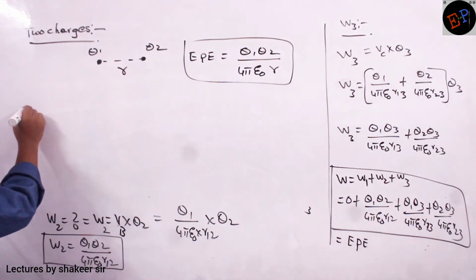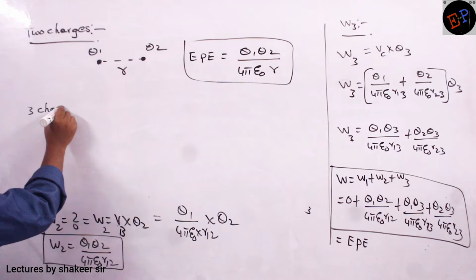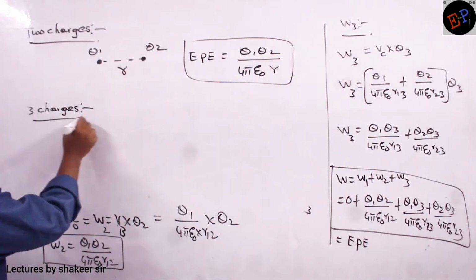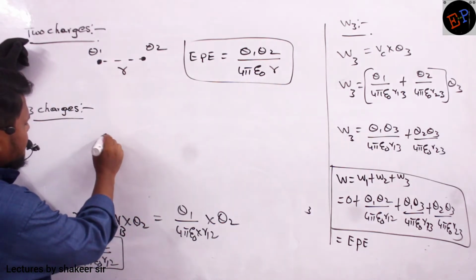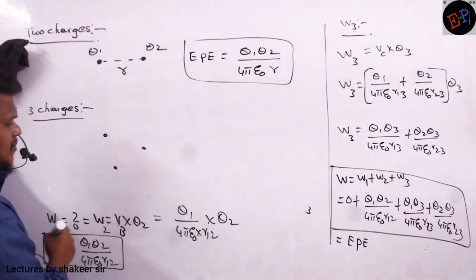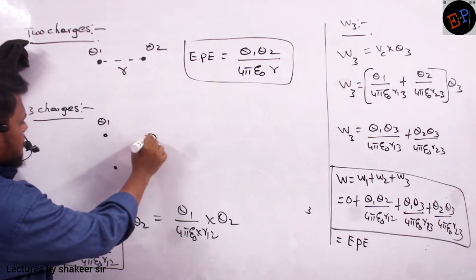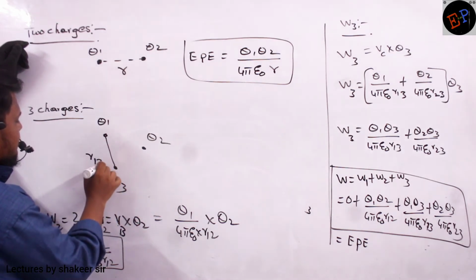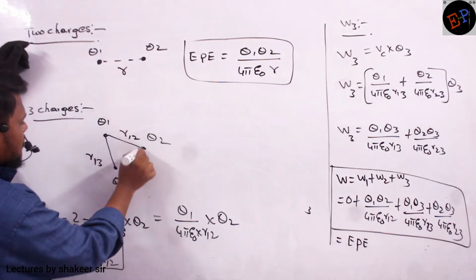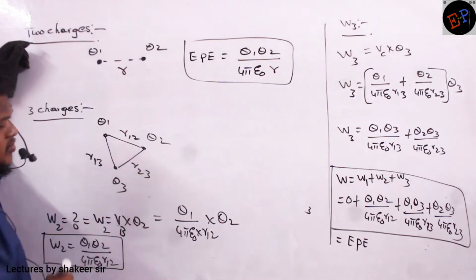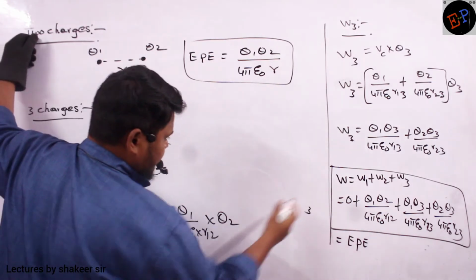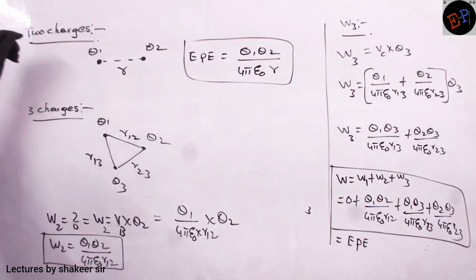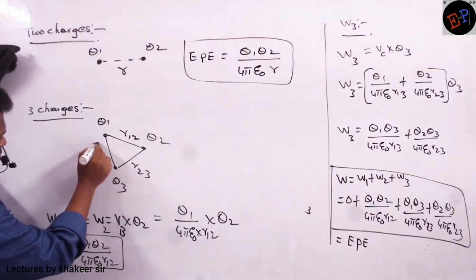Similarly, if I take 3 charges, what are the 3 charges? First one, second one, third one. Charge Q1, charge Q2, charge Q3. So this distance is R13, this distance is R12, this distance is R23. Then here already we have written the formula. How many pairs are possible? So this is one pair.